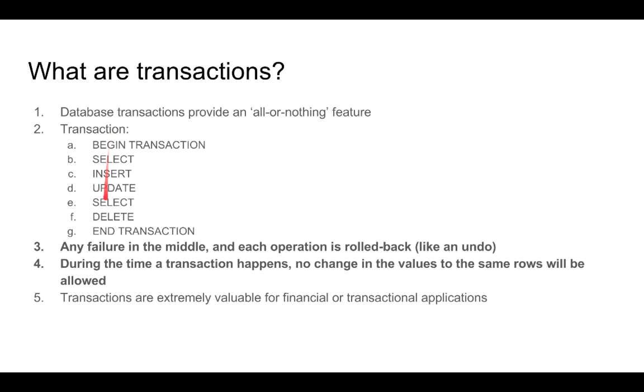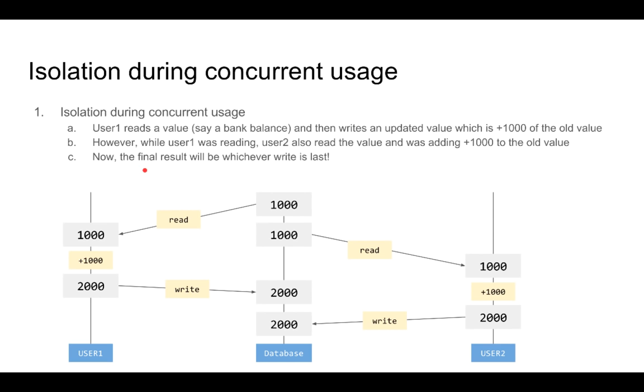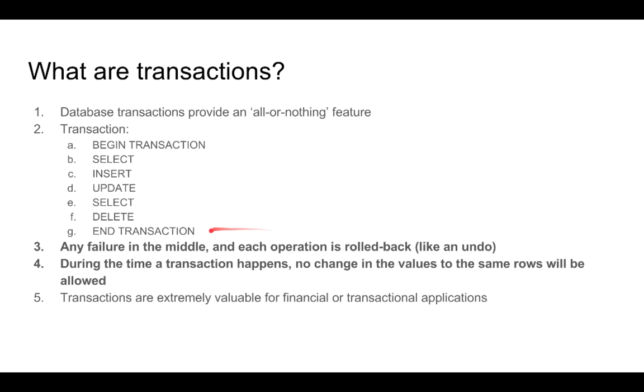Suppose multiple transactions are happening, right? Like in this case where user 1 has a transaction and user 2 has a transaction. If user 1's transactions and user 2's transactions cause a conflict by updating or referring to the same value, one of the transactions will be deliberately failed and will be rolled back, so that we have an isolation effect between these two transactions. So as you can imagine, transactions are extremely valuable for financial or transactional applications.